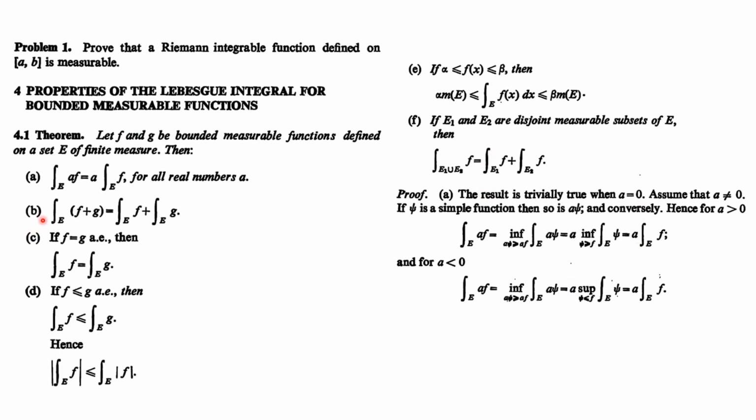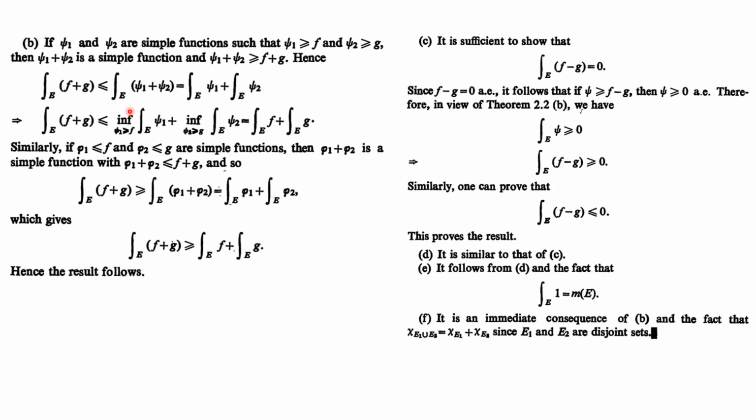Now the proof of B property, which says the integral of the sum of two functions is the integral of f plus the integral of g over E. For this we consider two simple functions such that one function is greater than or equal to f, and the other function is greater than or equal to g. Then clearly their sum is also a simple function satisfying psi 1 plus psi 2 is greater than or equal to f plus g. Right? So now we consider the integral of f plus g over E.